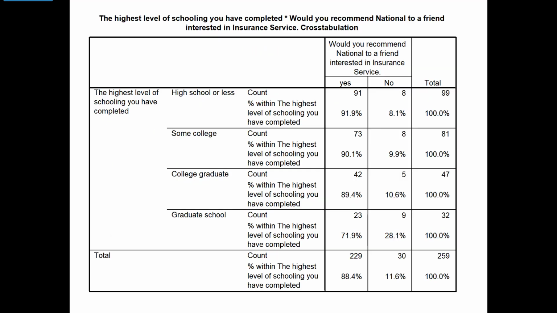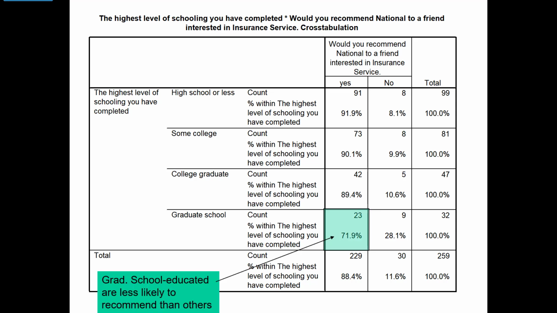Remember, rejecting the null implies that the variables are not independent. That is, the willingness to recommend National is related to education. That is, it depends on the level of education. Now we can look at the row or column percentages to see how the willingness to recommend varies by the level of education. As you can see, the percent of people in each row that are in the yes column is pretty high for the first three groups, ranging from 89 to 92%, but lower for the graduate school group, about 72%. In other words, grad school educated respondents are less likely to recommend National compared to others with lower education levels. And that's the takeaway from the test.